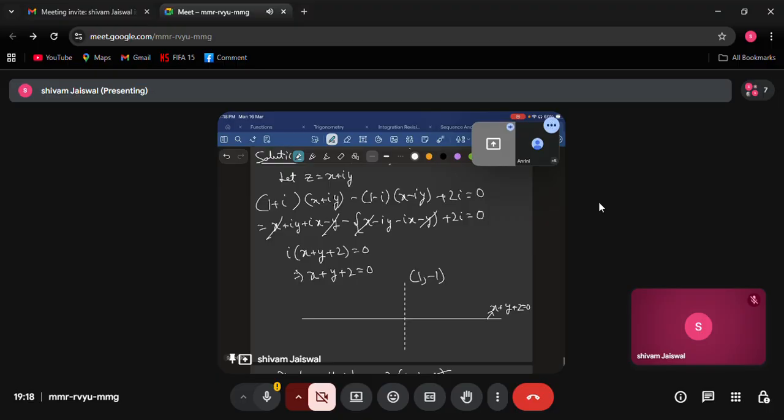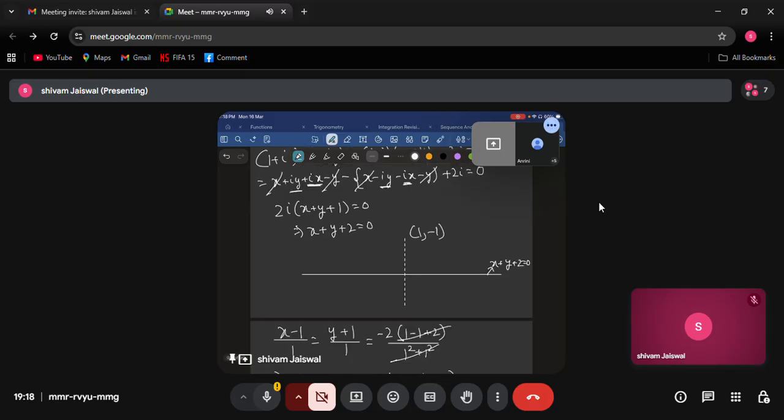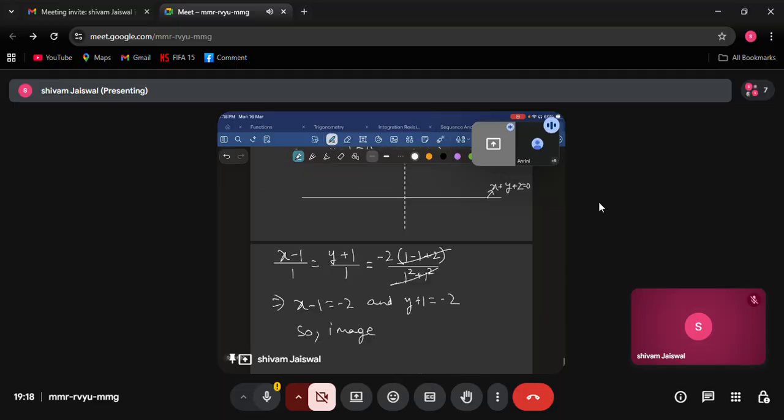Oh, wait a minute, everyone. Iota x plus iota, so actually it is 2 into x plus y plus 1. Pay attention, everyone. There was 2 iota x, there were 2 iota y, right? So it will be x plus y plus 1 equal to 0. Okay, anyways. So it will be 1 minus 1 plus 1.